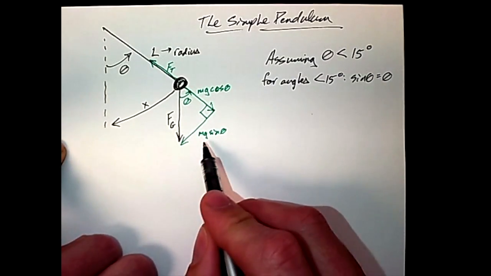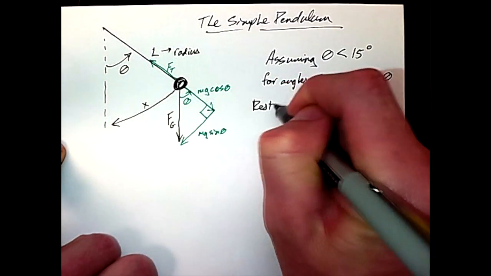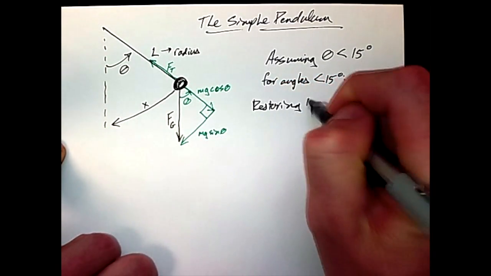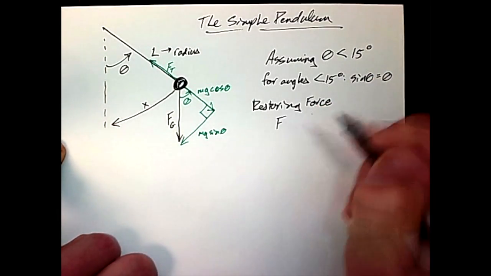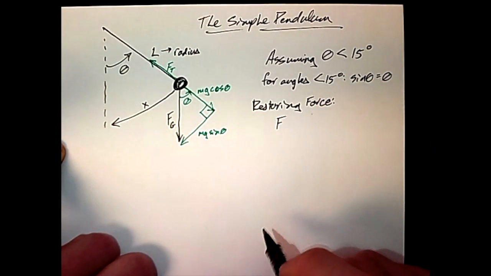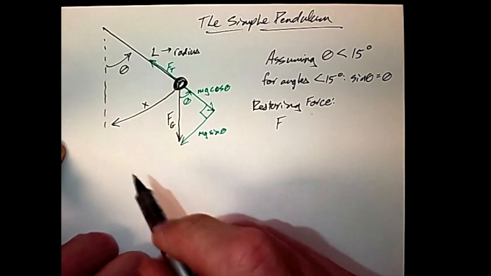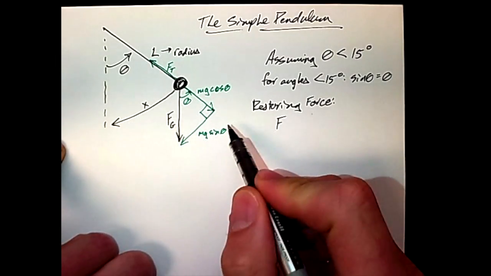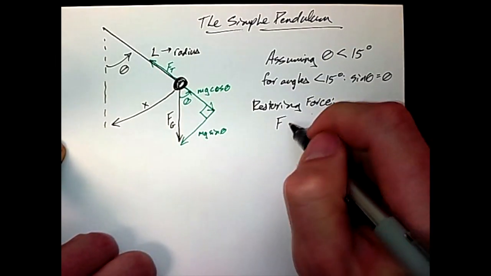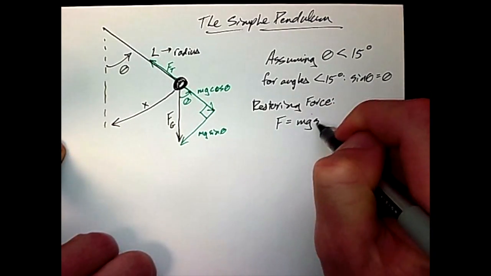So this component, mg sine theta, is what we would call the restoring force. This is analogous to the restoring force for springs. If you remember Hooke's law as F_s equals negative kx, the pendulum has a restoring force that is a component of gravity pointing back towards the equilibrium position. And so we say the restoring force is mg sine theta.